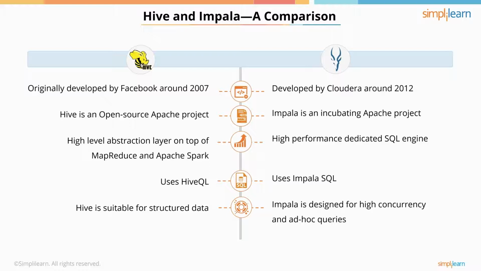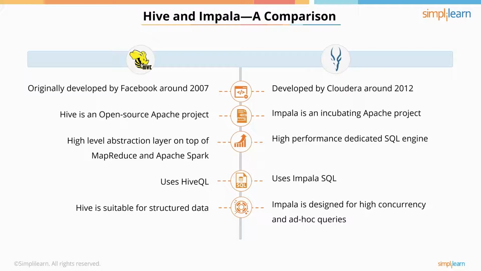Impala is relatively recent. It was developed by Cloudera in 2012, while Hive became available back in 2007, and it was developed by Facebook. Both are open source Apache projects. Now, Hive runs on top of MapReduce. It is an interface on top of MapReduce that enables a SQL-like interface instead of writing MapReduce Java programs.